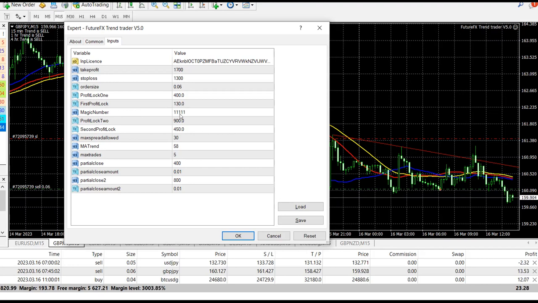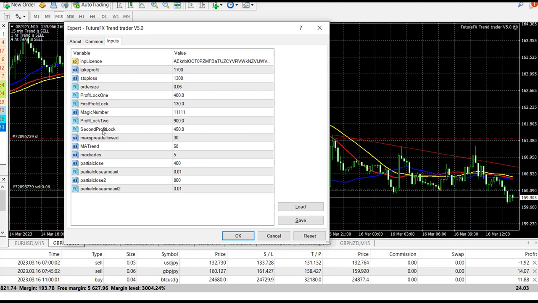The magic number, you don't need to touch that. That's just how the software recognises the trades that it's taken out itself, as opposed to trades taken out by another EA or a manual trade. You can change that number if you want. It really doesn't matter. It won't make any difference to how the software operates.